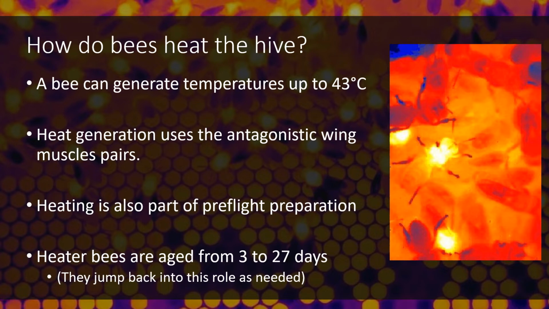By being able to warm themselves up on cold days, they gain a competitive advantage to get to that nectar or pollen before other insects who can't heat themselves up do. Now, one of the fascinating things here is that heater bees can be aged from 3 to 27 days old after they emerge from the capped cell. This is interesting because a lot of this period actually overlaps with many other jobs, and importantly it overlaps with foraging for water, propolis, nectar and pollen, and they can jump back into this role when they're needed.